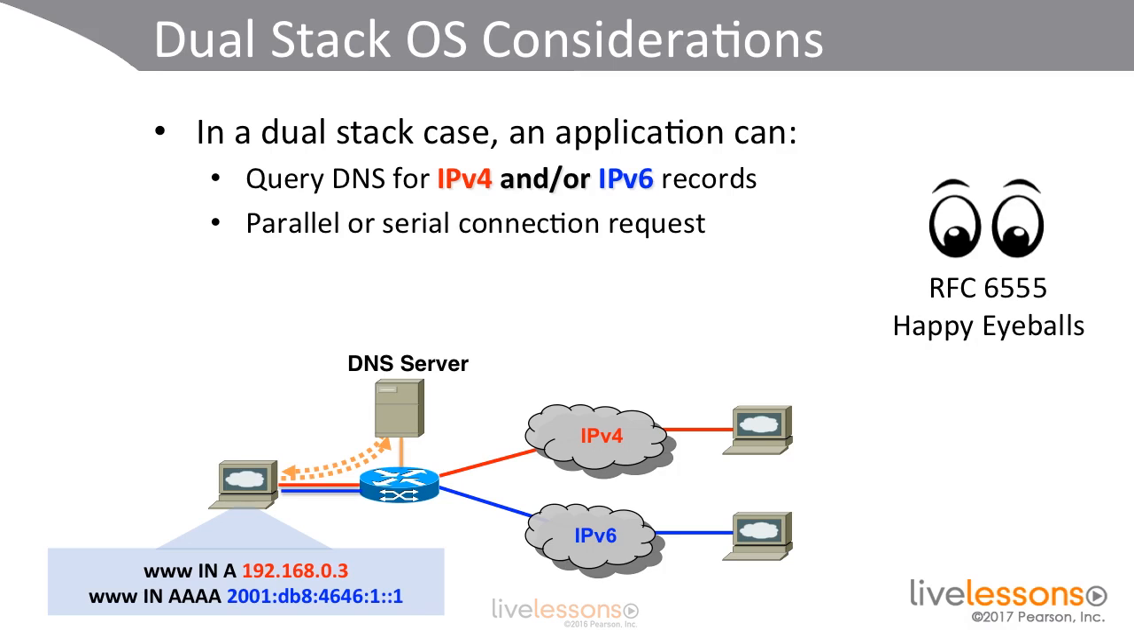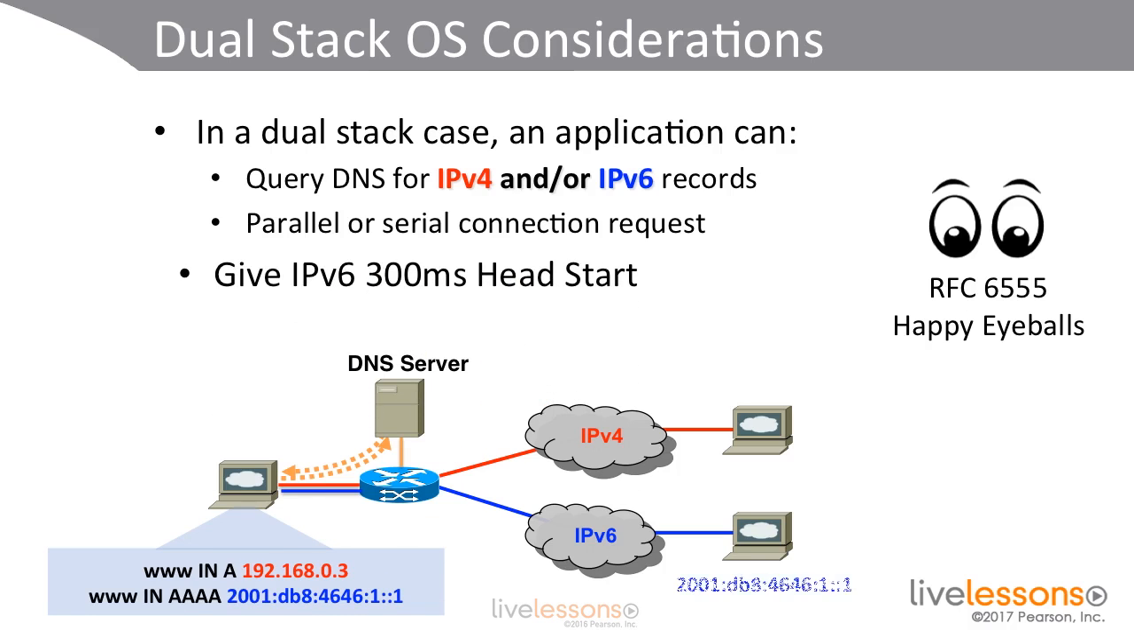The intent here is to keep the user happy. And the way we do that is we give IPv6 a 300 millisecond head start on the TCP SYN. So we'll send out that TCP SYN to that address in the quad A record, and then 300 milliseconds later, we send out a TCP SYN over the address in the A record. Whichever protocol returns the connection first, we'll use for the rest of that particular session. Thus, the eyeballs are happy at 300 milliseconds, where they wouldn't be so happy at 21 seconds.